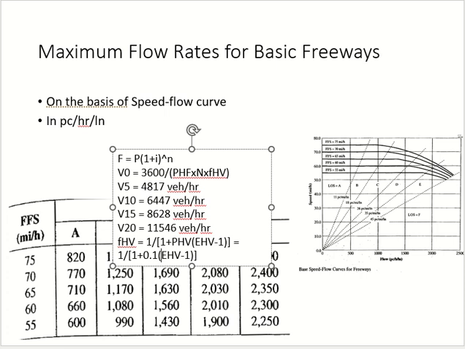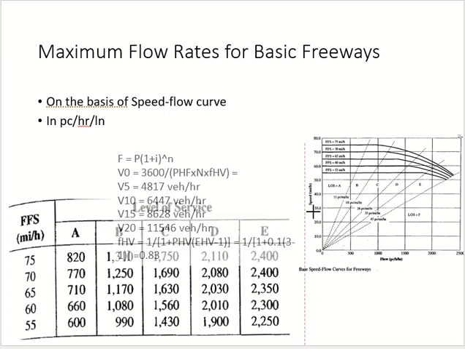EHV depends upon terrain. What did they say about terrain? Rolling terrain. I have already shown you the tables. The EHV value is 3 for rolling terrain. So how much is this factor? 0.833. Clear? Okay, so now let us convert all these values to flow rate in passenger cars per hour per lane. Go ahead.